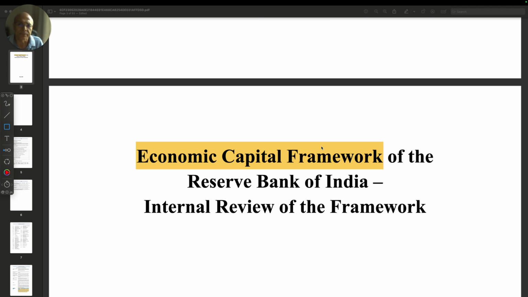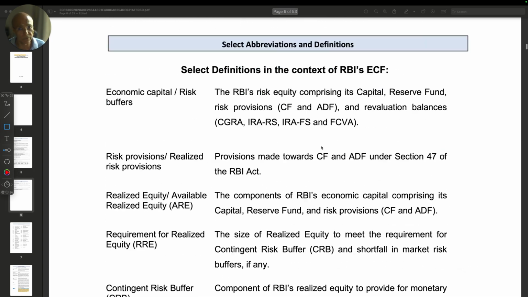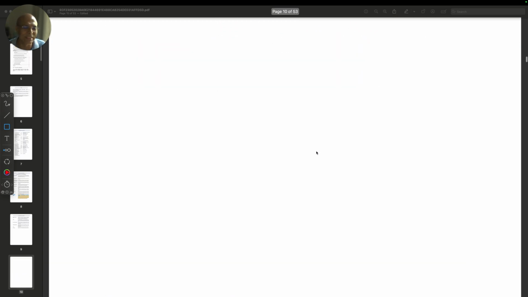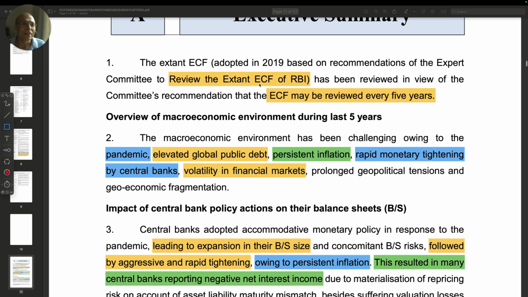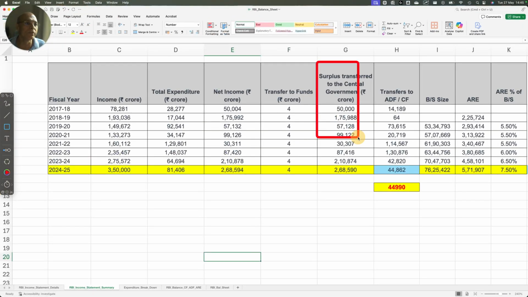So, friends, if you look at this document, and you should try to read this document, because I spent 3 days reading it to understand. You will see that there was an extant rule adopted in 2019, which was for a period of 5 years. Now new rules have been framed, and these new rules are flexible and with an objective to give some kind of discipline to this transfer, because these transfers are pretty erratic.